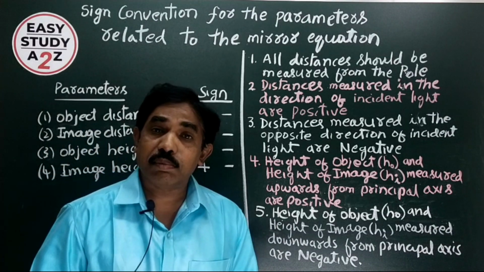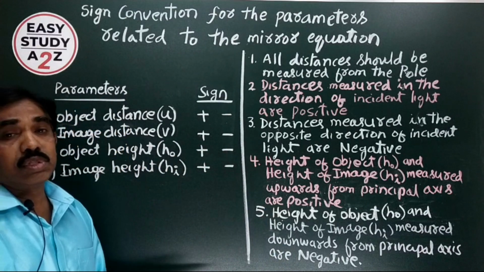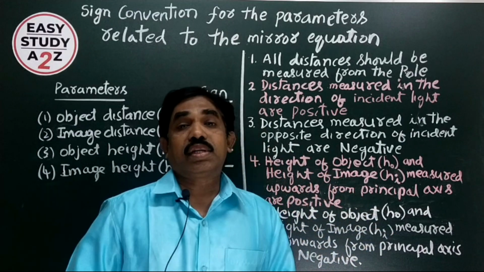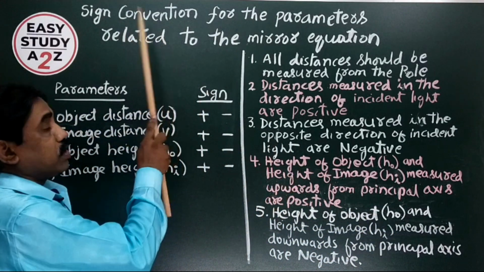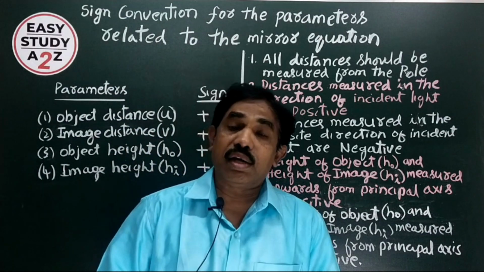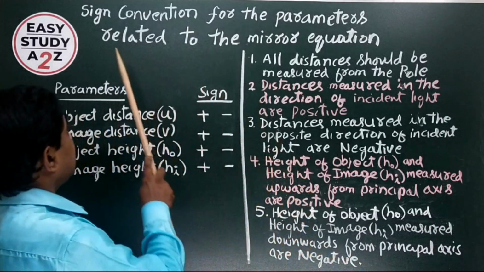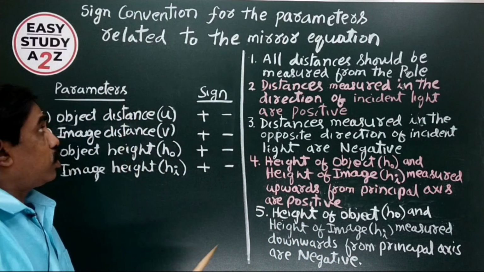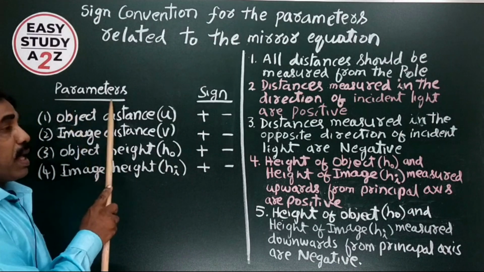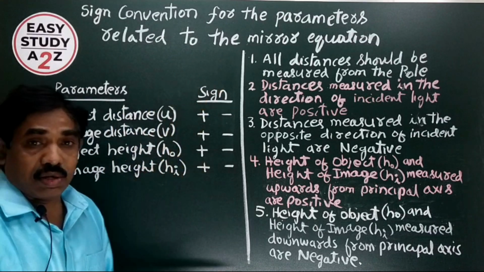How should we measure them? There are a set of rules agreed by the experts for how we should measure them, and this is known as convention. Convention means a set of rules agreed by the experts for the measurement. Now sign convention means these are the set of rules to be followed while measuring the parameters while dealing with the mirror equation.